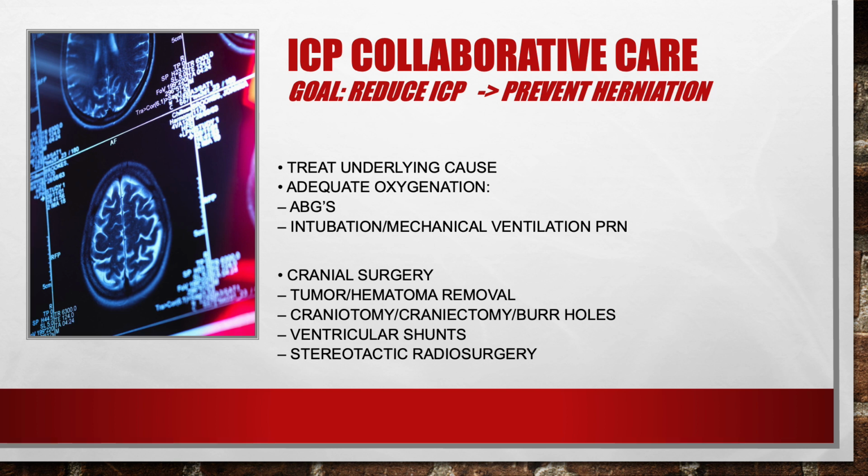Now, cranial surgeries can help reduce that ICP. They can do it by tumor or hematoma removal. So they want to take away as much as they possibly can, which makes sense. That's probably the best course if they can remove as much without impairing the functioning of the brain. Craniotomy is where they remove a portion of the skull, or they can do it through a burr hole, and this is really to prevent that herniation.